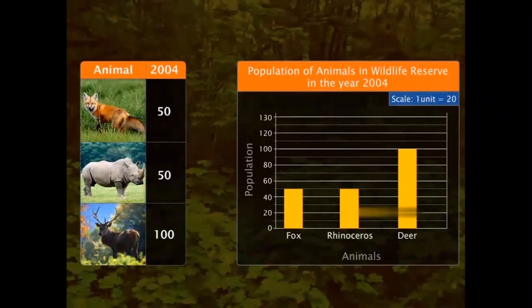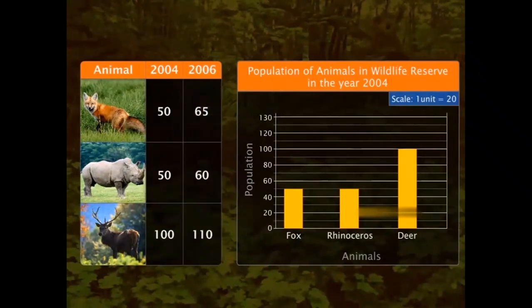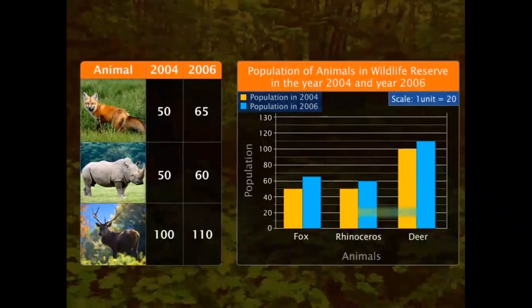Yes, we use a bar graph to display a set of data. However, when you are asked to compare the population of each type of animal in 2 different years, then a double bar graph is the best way to present the data.